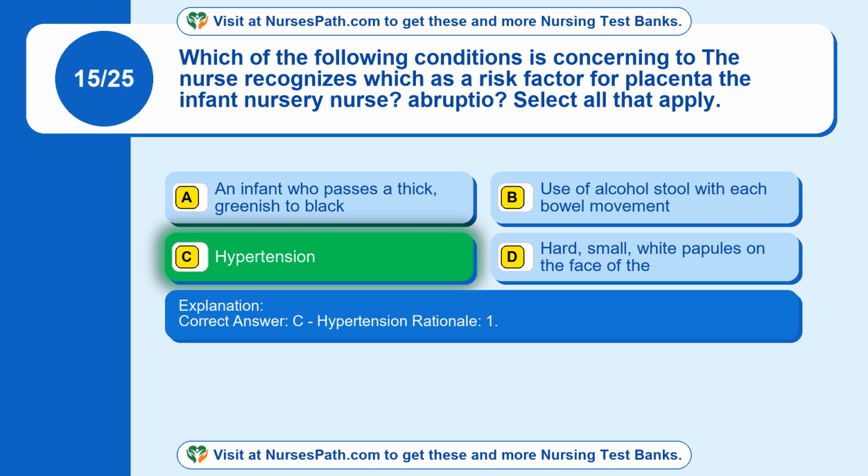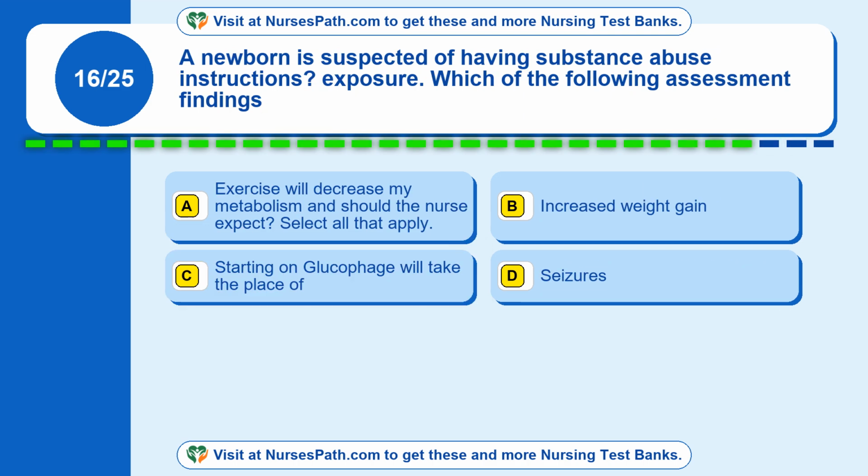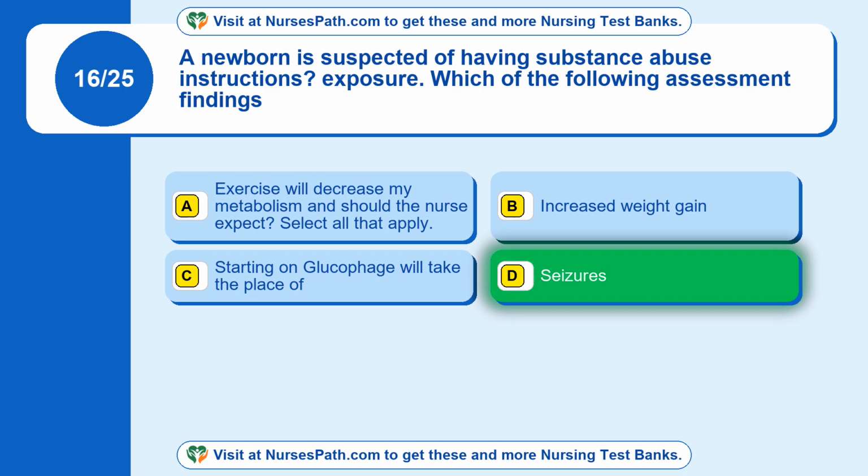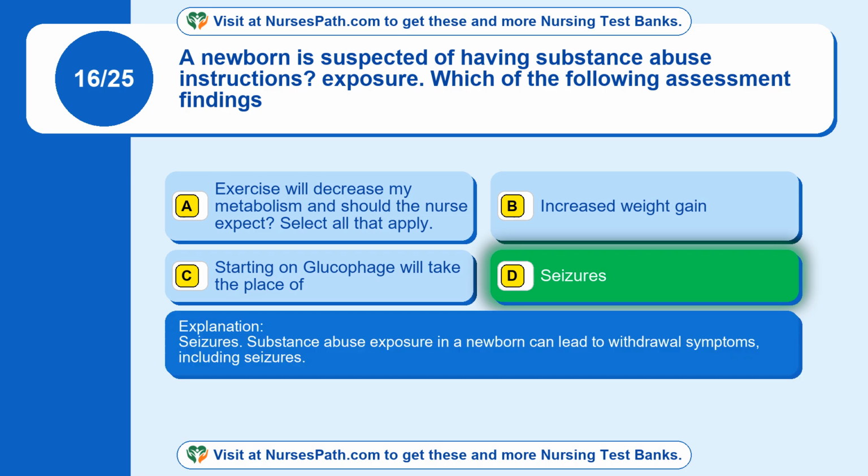Question 16. A newborn is suspected of having substance abuse exposure. Which of the following assessment findings should the nurse expect? Select all that apply. Option B. Increased weight gain. Option D. Seizures. The correct answer is option D. Seizures. Substance abuse exposure in a newborn can lead to withdrawal symptoms, including seizures.